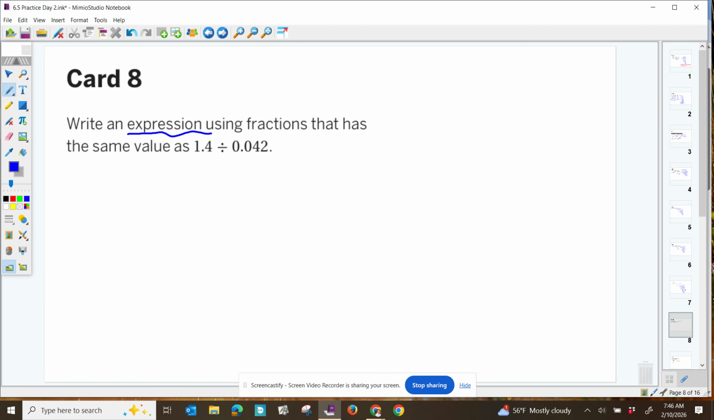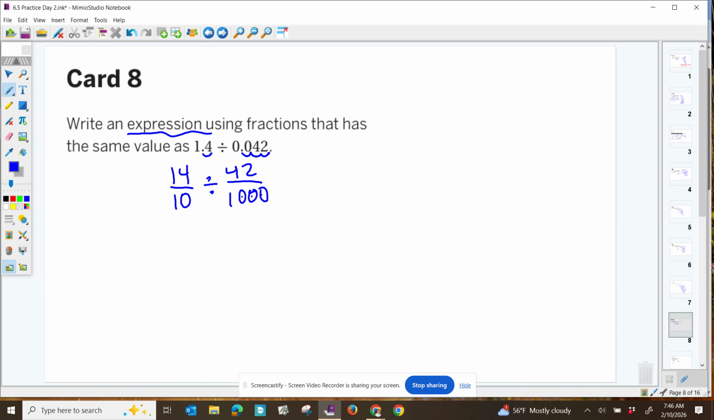And the last one in this video, you don't actually solve this. It just says write an expression. So this is 1.4 divided by 0.042. So how did I know how many zeros? Right here, there's 1 decimal place. There needs to be 1 zero. Right here, there's 3 decimal places. There needs to be 3 zeros.